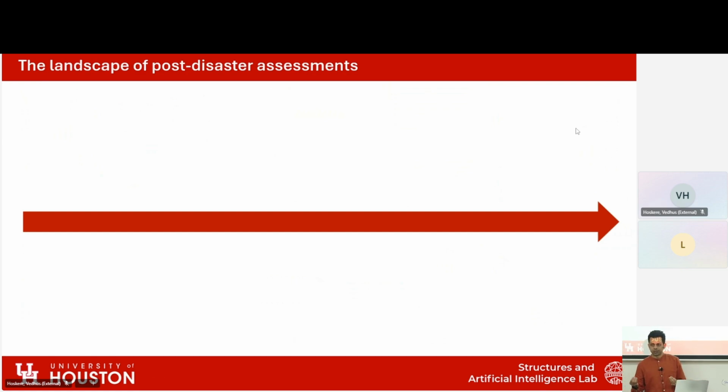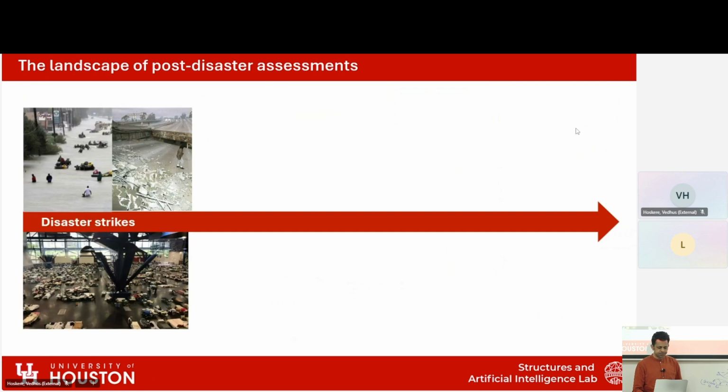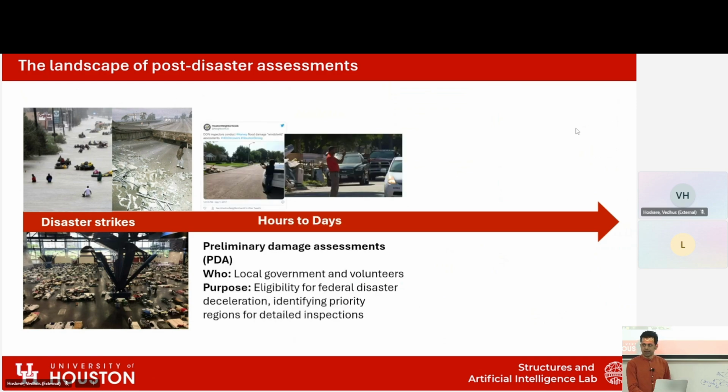I told you about this as one example of a situation where you need quick inspections at scale, especially if you have a large disaster hitting a densely populated region. You will have a lot of damage. So in the US and in many countries, the way this works is after a disaster hits, then quickly you want to localize where that damage is and try to get your best estimate of the extent of that damage. And this is typically done in the hours and days after the disaster. And in the US, this is called a preliminary damage assessment.